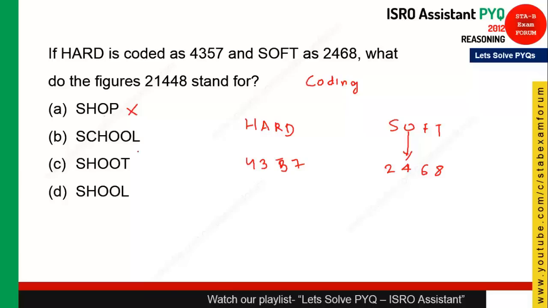So we are left with these options. The next thing, you can eliminate option B. Why? Because here it has 5 digits, but school has 6 characters, so you can eliminate this. So we are left with either shoot or shul. As you know, 8 is what? T. So option C, shoot, is the correct answer.